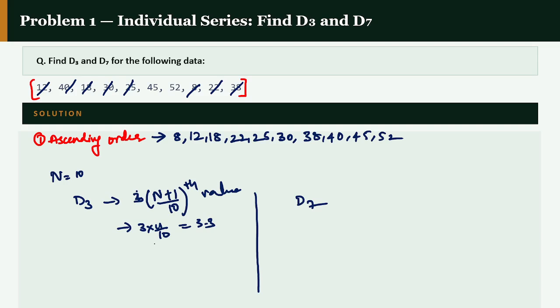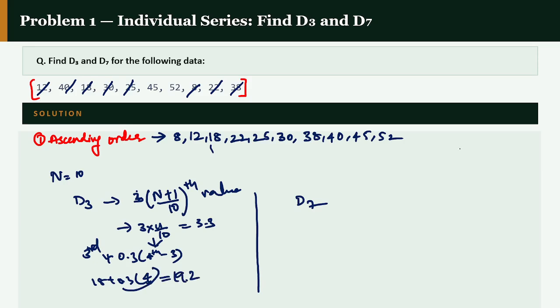3.3 value. If the data set has options for decimal values, just calculate this in detail like this. Third value plus 0.3 into fourth value minus third value, which is third value 18 plus 0.3 into 22 minus 18 is 4, so it is 1.2 and it's 19.2.